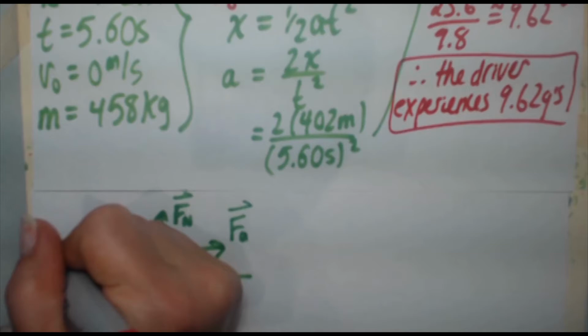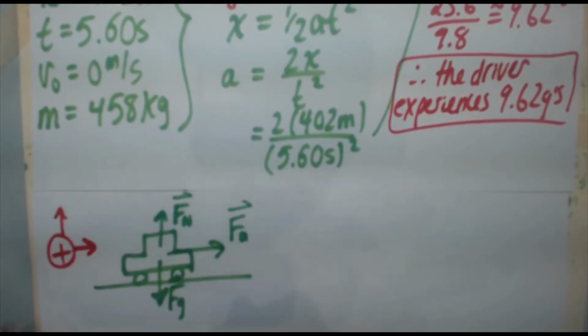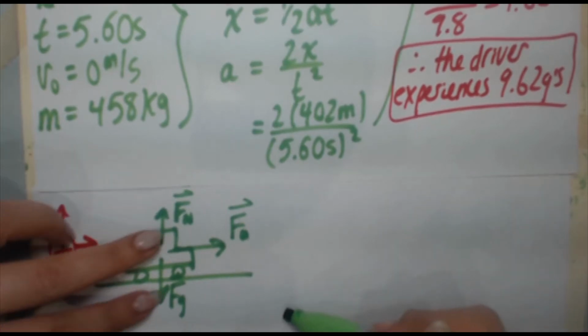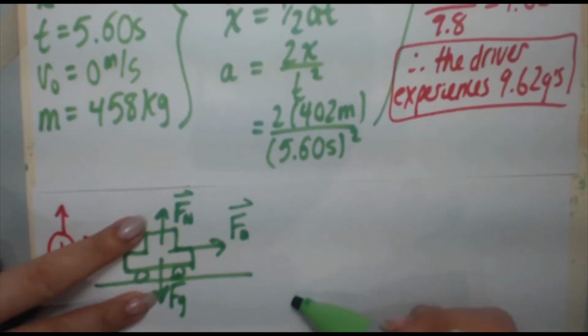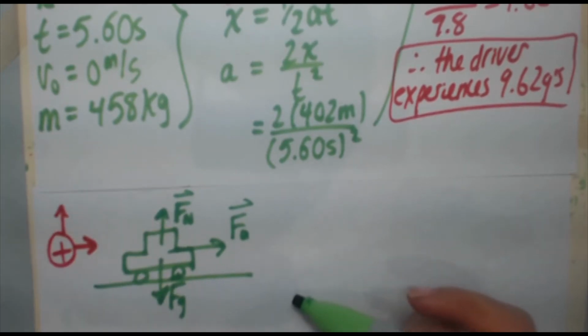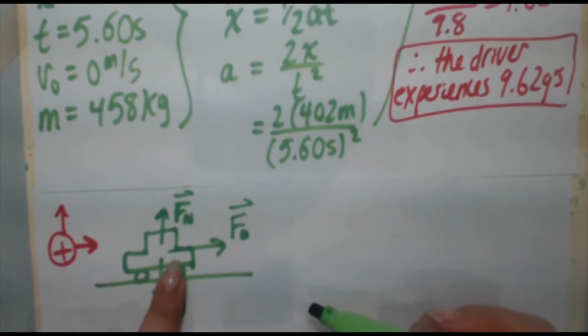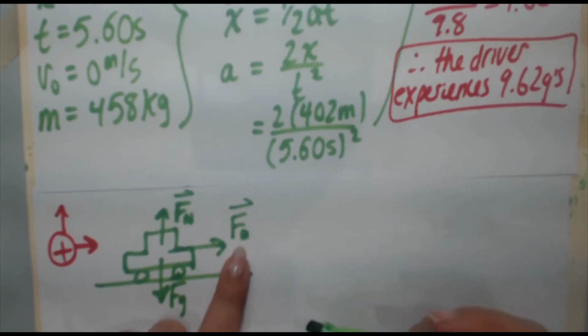We have to define our positive directions. Let positive be up and to the right. In the vertical direction, the net force is 0. There's no acceleration, so Fn equals Fg, and we're not going to concern ourselves with the vertical direction. We are only concerned with the horizontal direction with that accelerating force.